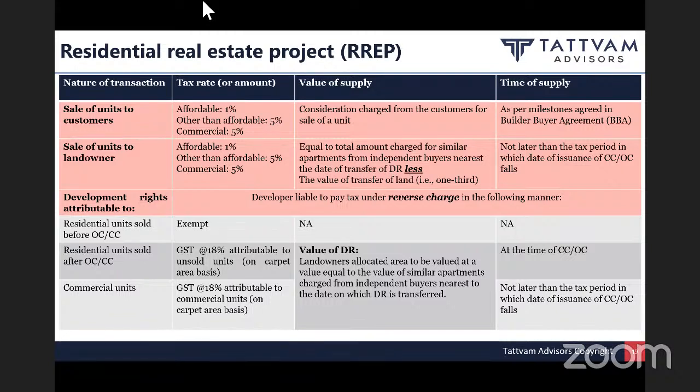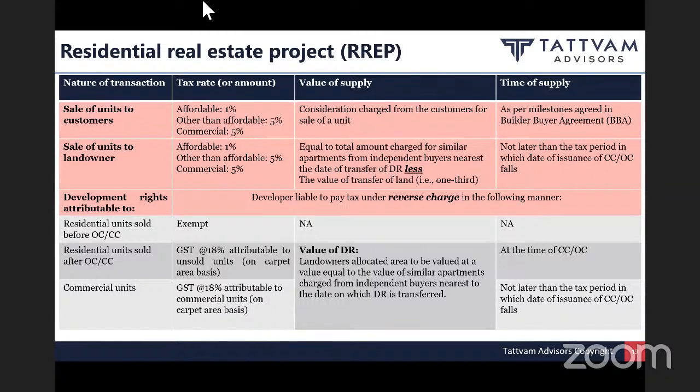To the extent of sold units, there will be no RCM applicability on developer. It's only on the unsold units that RCM has to be paid by the developer. Friends, please note this RCM liability on developer in case of residential project is only on unsold units, and in case of commercial project is on 100% units. I repeat, in case of a residential project it is only on unsold units, and in case of a commercial project it is on the entire 100% units.